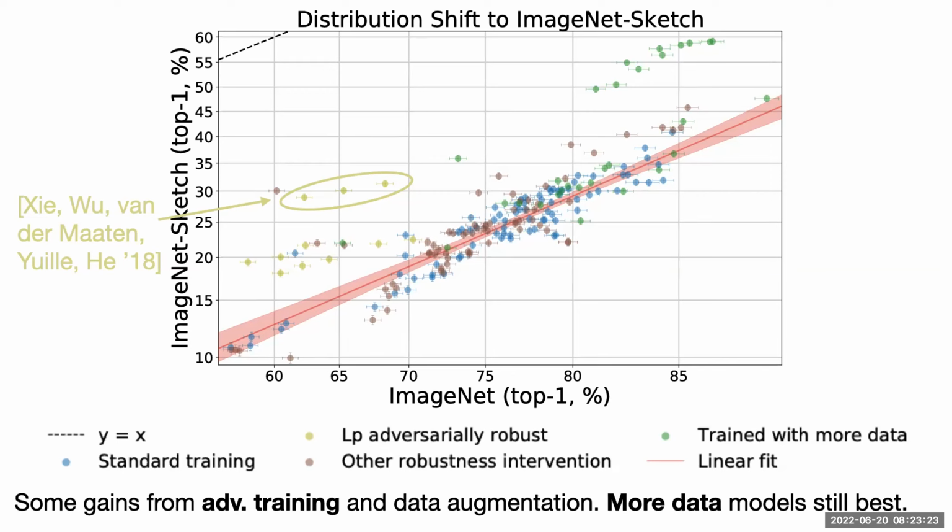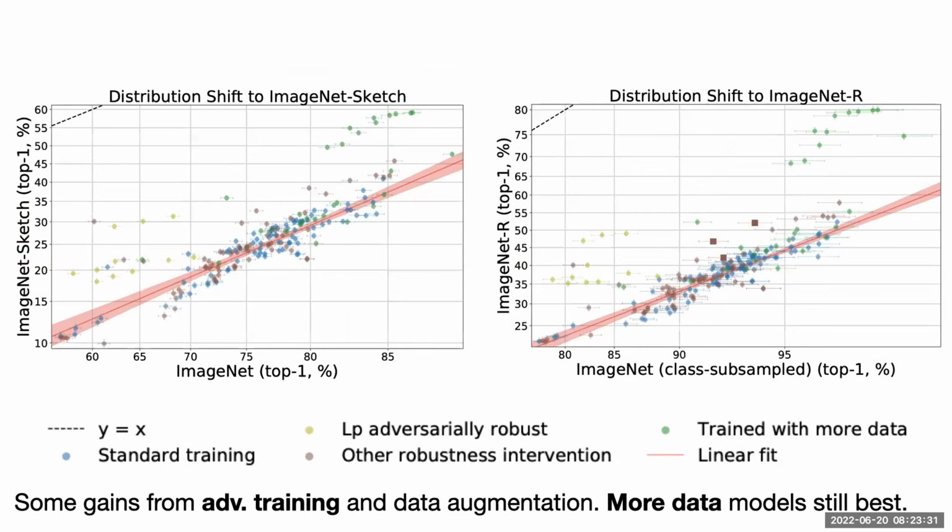But overall, if you look at what does best overall, it's still clearly the models trained on more data. And the same is also then true on ImageNet R. So on the top right here, you have the cluster of models trained on a lot of data. They give you a lot of effective robustness. And then some of the models trained with adversarial training also give you some effective robustness.